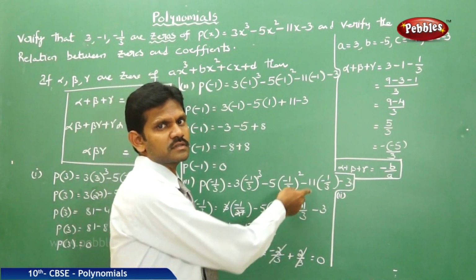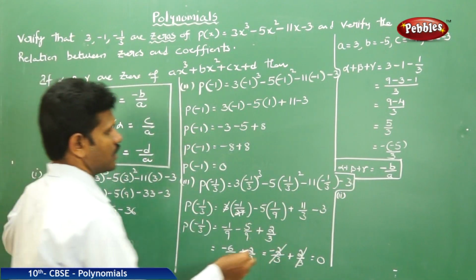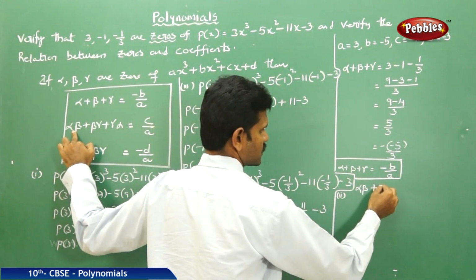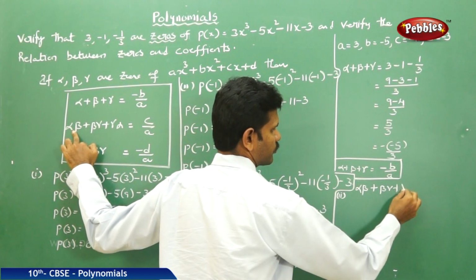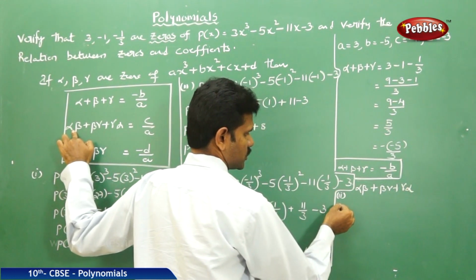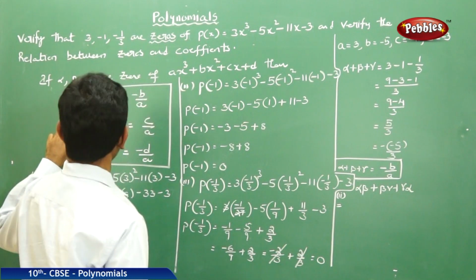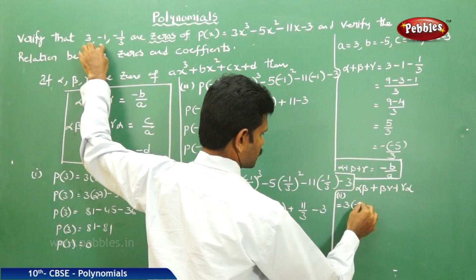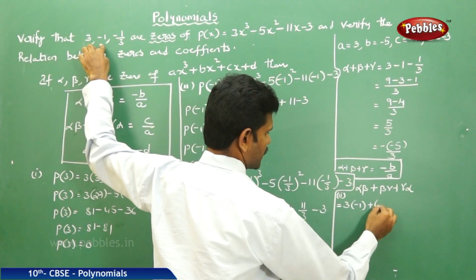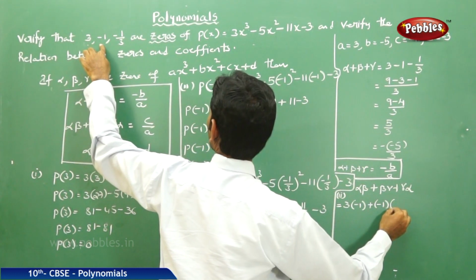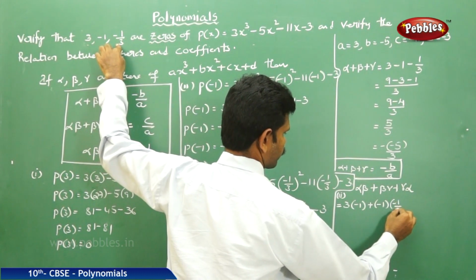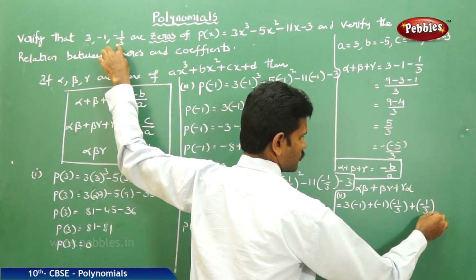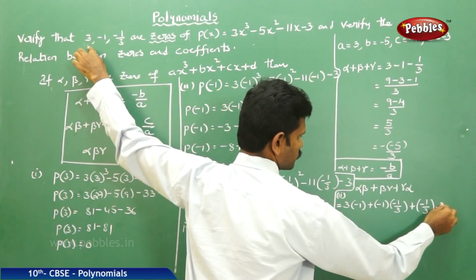Okay, next come to the second condition. According to this second condition, alpha beta plus beta gamma plus gamma alpha is equal to alpha 3, beta minus 1, that is 3 times minus 1, beta minus 1, gamma minus 1 by 3, plus gamma minus 1 by 3 into alpha 3.